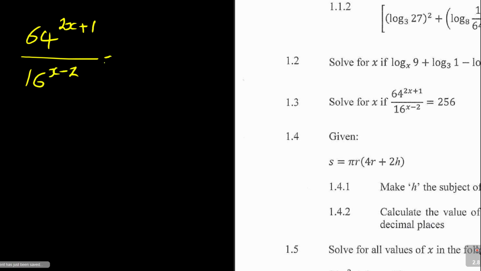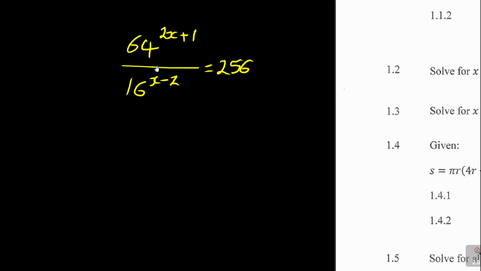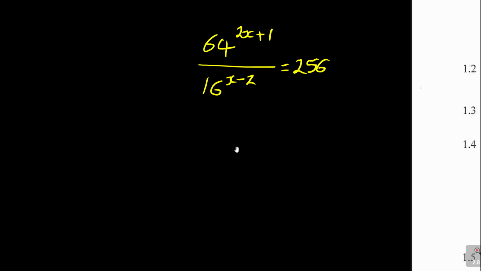You need to solve for x in this. How many marks was it? 3 marks. The first questions here were standard algebra, so you just needed to be careful. So you've got 2x plus 1 over 16 to the power of x minus 2 is equal to 256. I think there were two approaches here. You can focus on using 4 or 2. Let me try by using 4 just to show you.